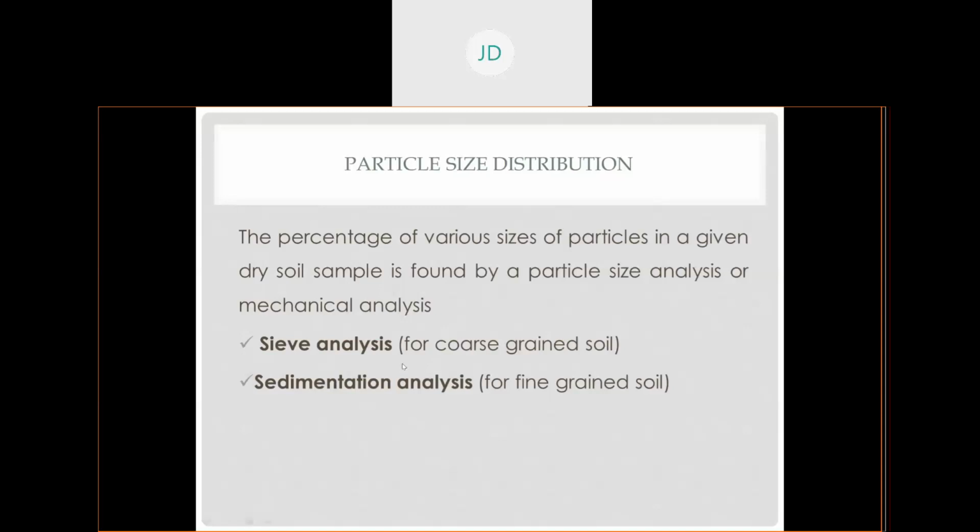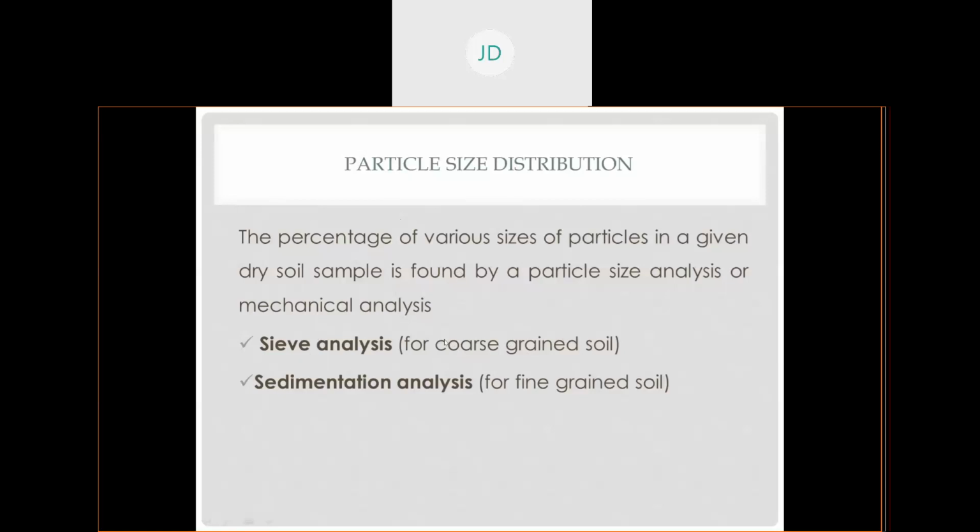And if your soil sample is a coarse grained soil, you can go for sieve analysis. I think the difference between coarse grained soil and fine grained soil, you already got in the last class. So to find out the grade of coarse grained soil, you can go for sieve analysis. And for fine grained soil, you can go for sedimentation analysis. We'll discuss that later on. So for now, we'll only discuss coarse grained soil classification. That means the particle size distribution for coarse grained soil, which is done by sieve analysis.